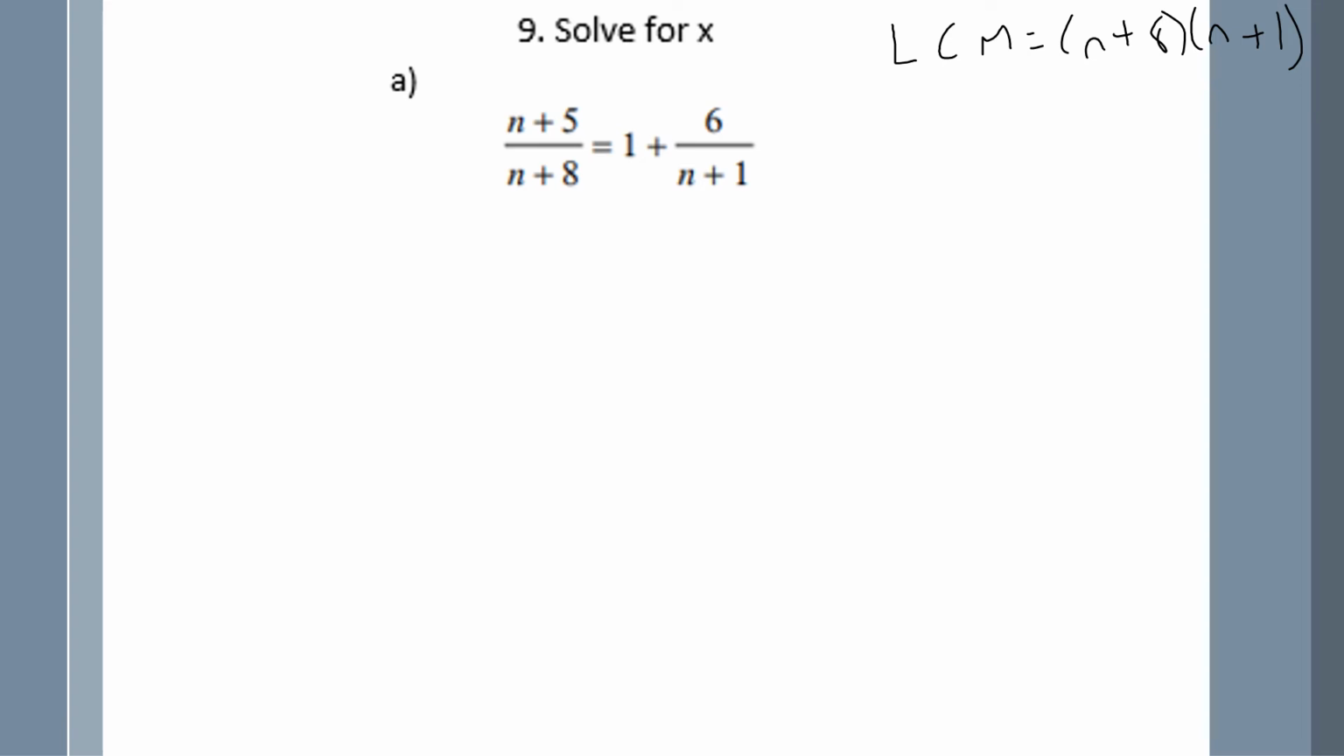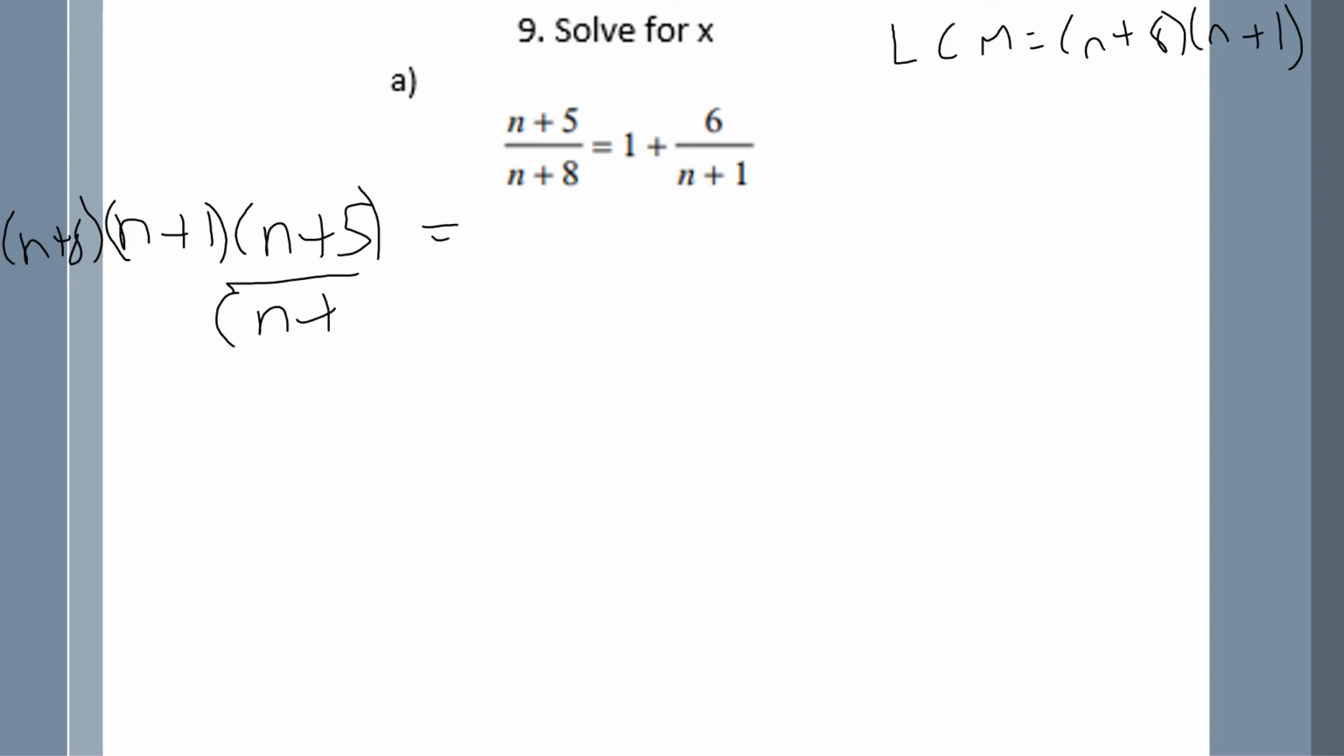So n plus 1 times n plus 5 is going to be here on the left hand side because the n plus 8 cancels out. Well, let me do this anyway so you can see what I'm talking about.